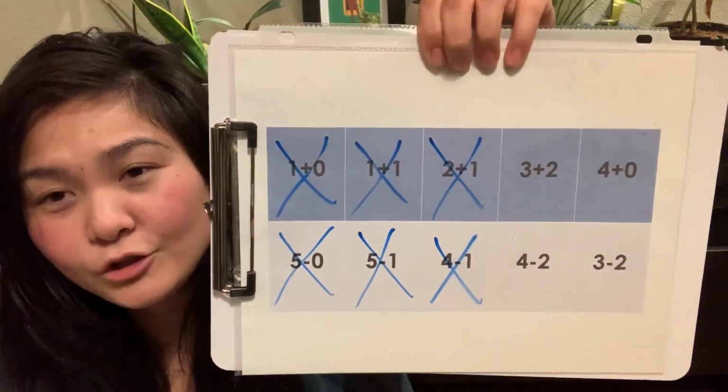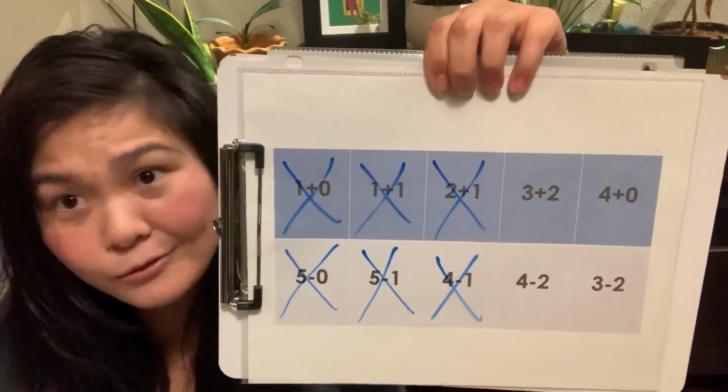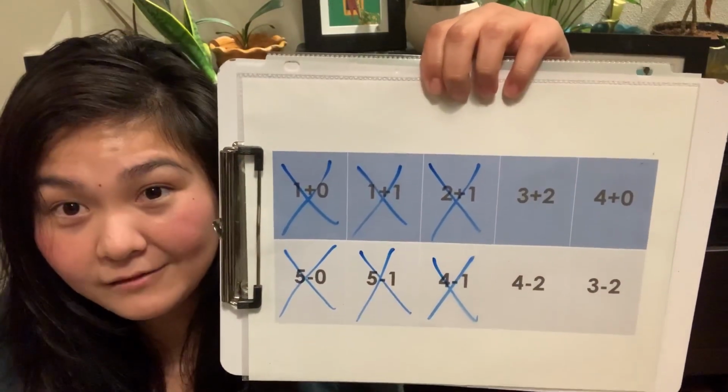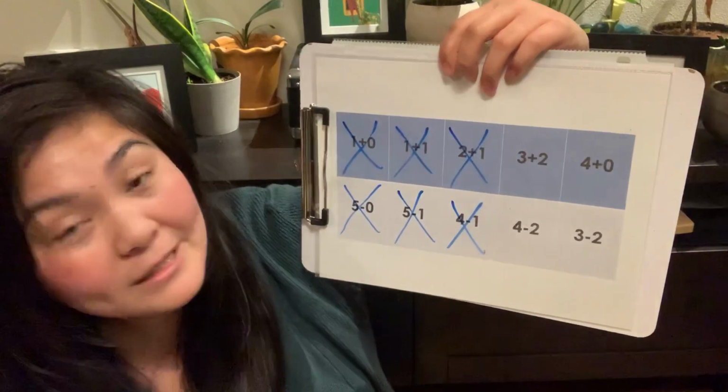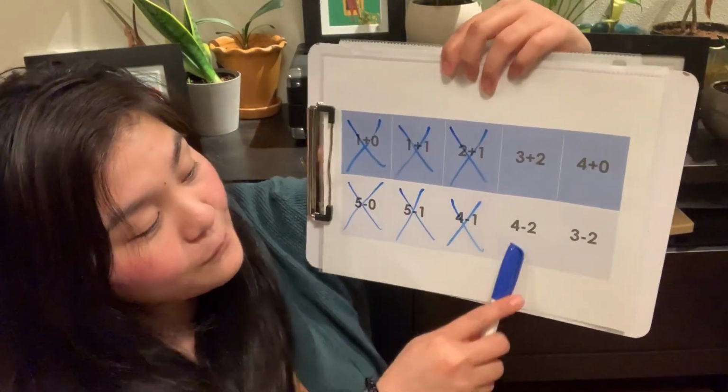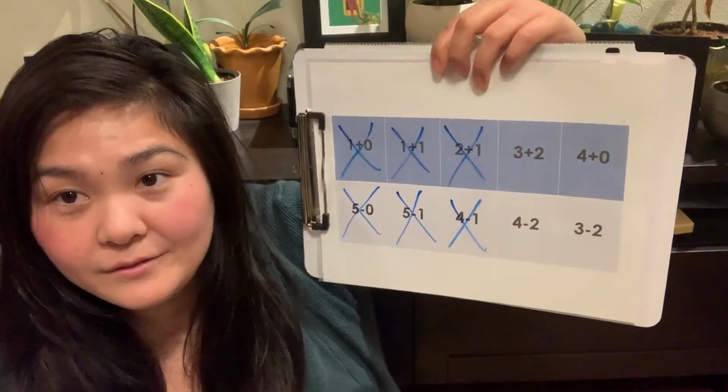In that story, it says 2 tires popped. That means that they're no longer working. So I'm going to have less tires that are working now. So it sounds like I'm looking for a takeaway number sentence, a subtraction or minus. So it could be 4 take away 2 or 3 take away 2.